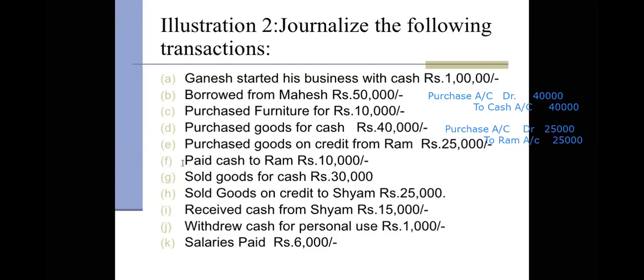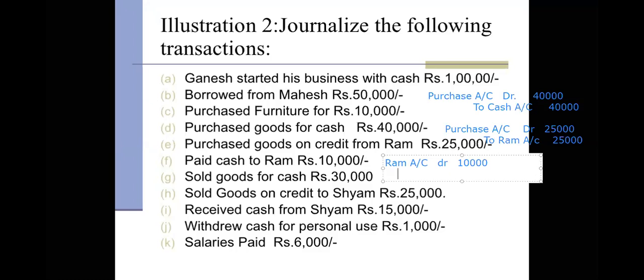Now have a look at this F transaction. Paid cash to Ram. Now you have paid cash to Ram. There are two terms. One is cash and the other one is Ram. Now who is Ram? Is Ram the giver or receiver? Ram is the receiver. So Ram account debit, that is 10,000.